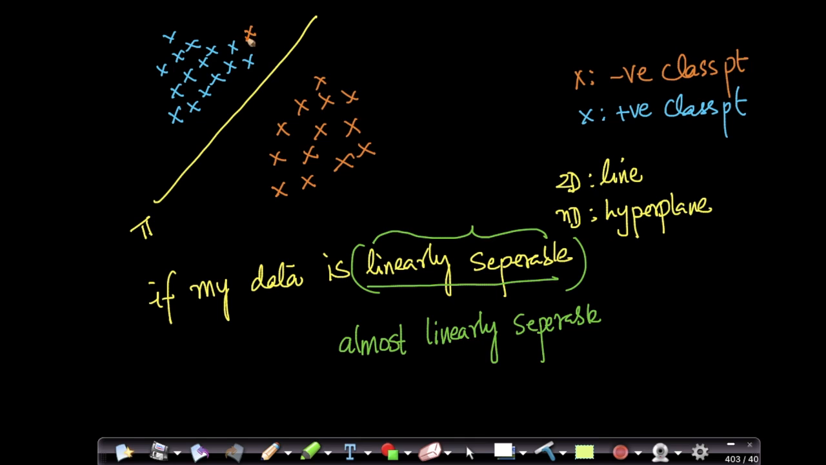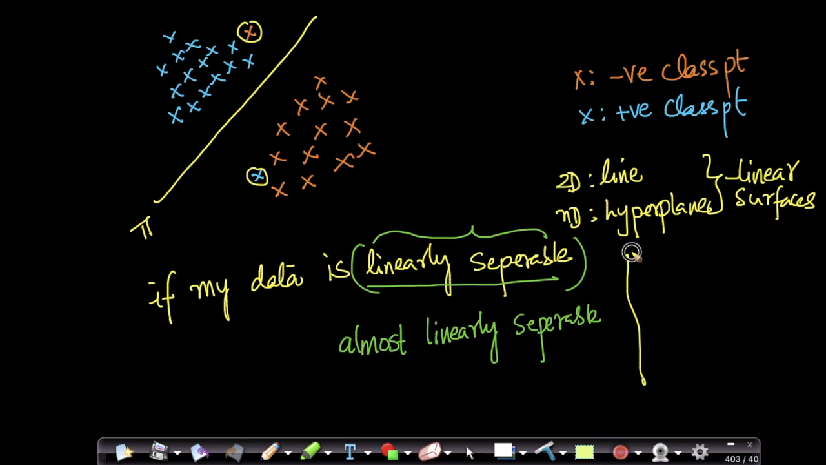So you might have a negative point here, or you might have a positive point here. Now this data is almost linearly separable because most of your points, except these 2 points, are perfectly separated using a linear surface. So planes and lines are called linear surfaces. We'll see why they are called linear surfaces.